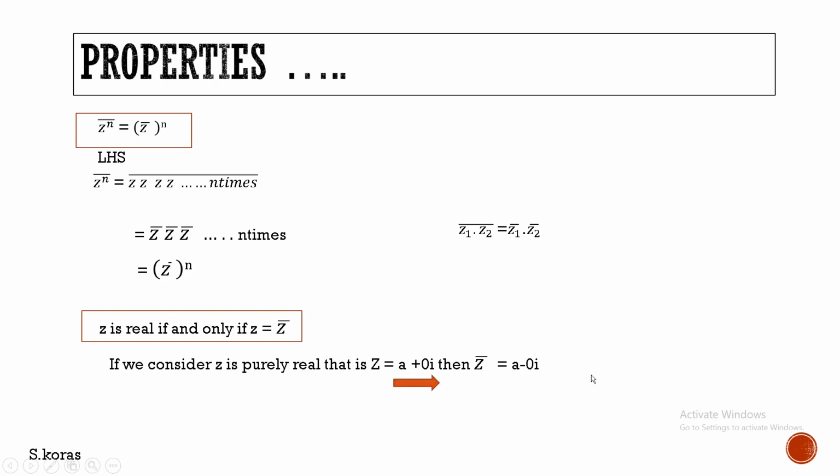In the same way, in the reverse order, let us try to consider this z is equal to z bar.